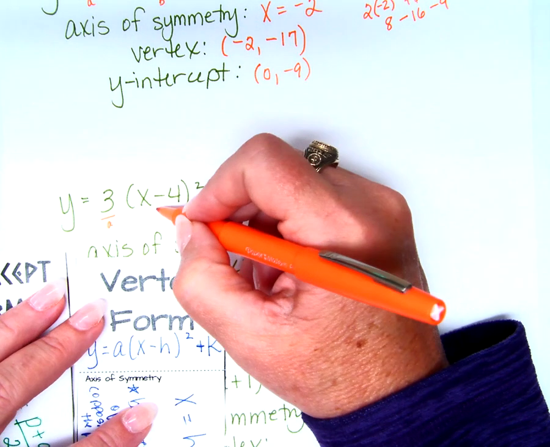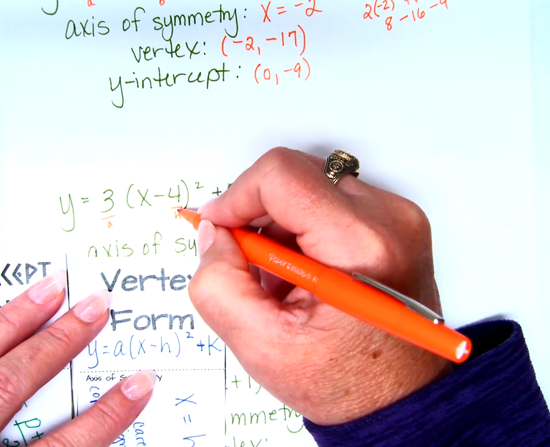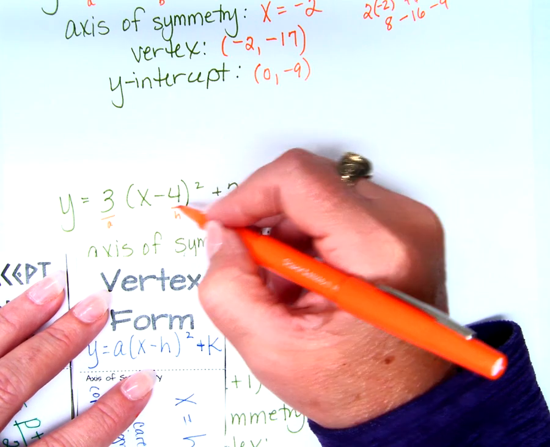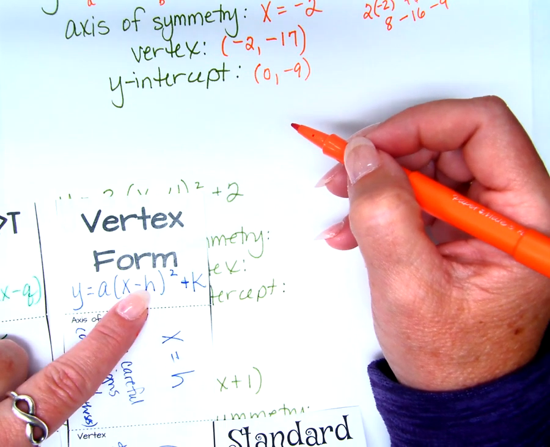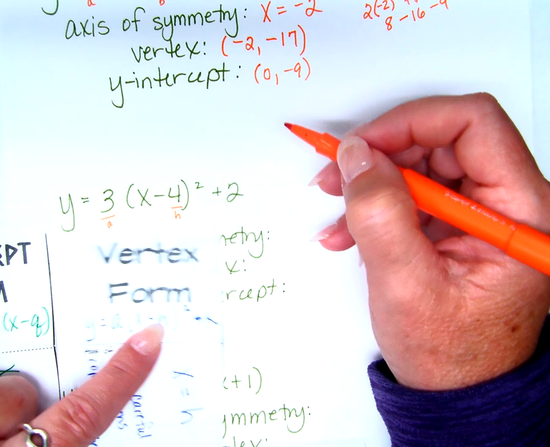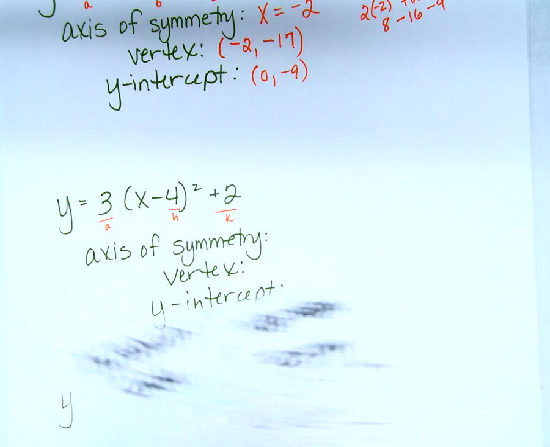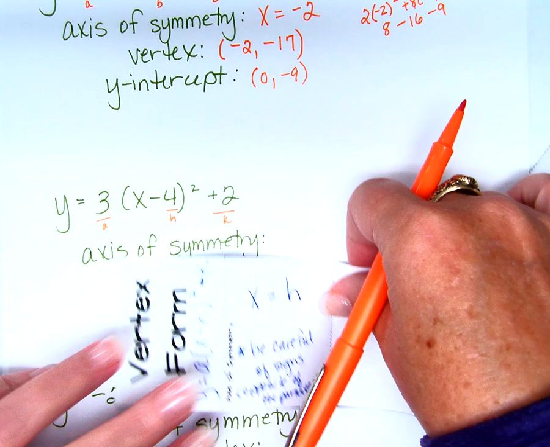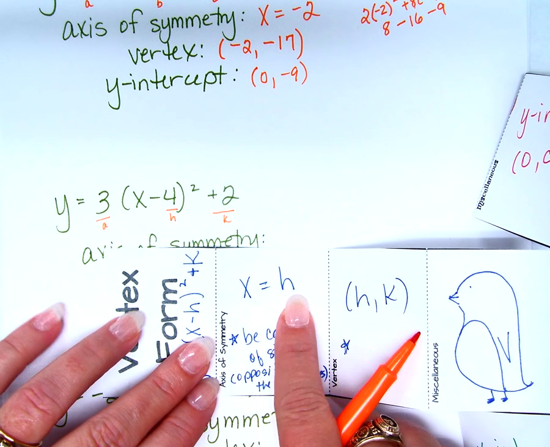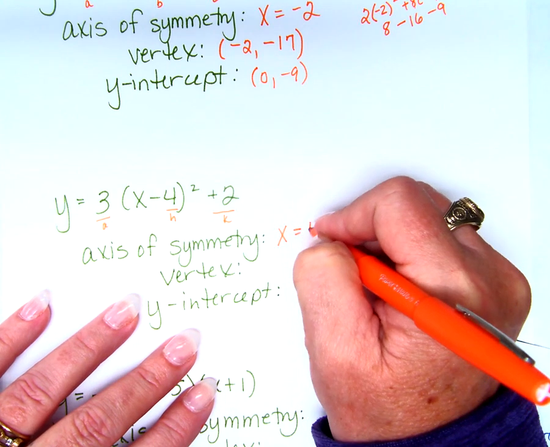And what's this one right here? That's H. Notice that I did not underline the negative. Notice I just underlined the 4. Is that a big deal? Yes, because the minus is part of the formula, right? And then what's K? 2. Did I underline the sign this time? Yes. So for the axis of symmetry, x equals h. So I just look with my eyes, x equals 4.